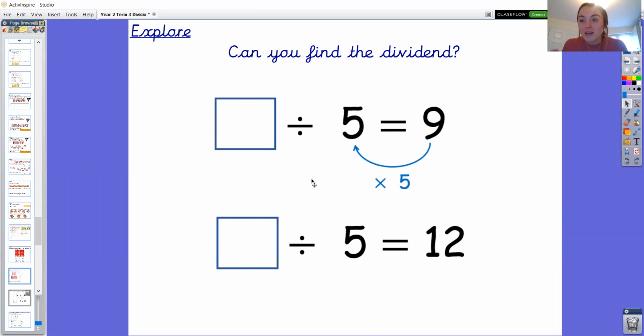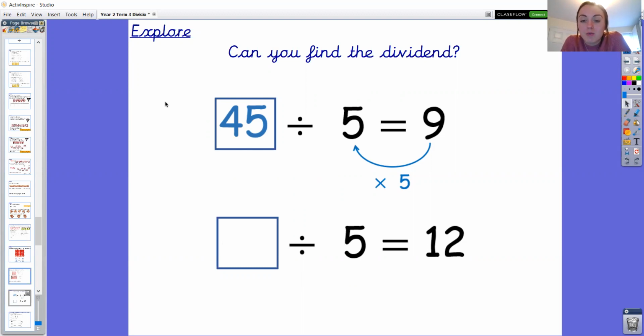Well done, Year 2. So we know what 10 lots of 5 is, and 10 lots of 5 is 50. So 1 lot of 5 less than 50 is 45. Brilliant. The dividend is 45. Can we say that sentence together? The dividend is 45. Well done. Okay, so let's have a look at the next division.